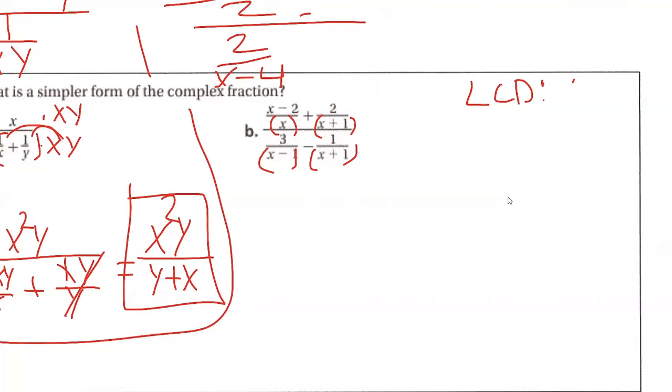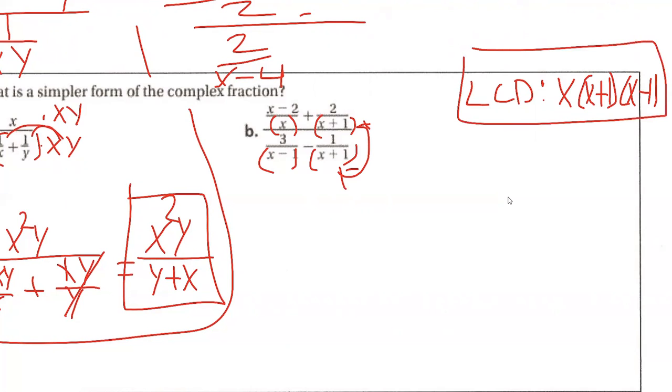So we're going to have an x. We're going to have an x plus 1. And we're going to have an x minus 1. And I don't put x plus 1 twice because both of these parts just have a single x plus 1. Does this make sense how I'm getting this least common denominator between them?